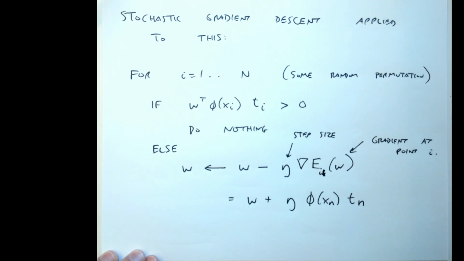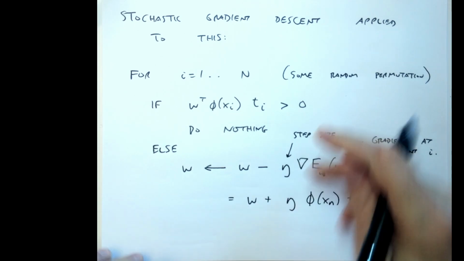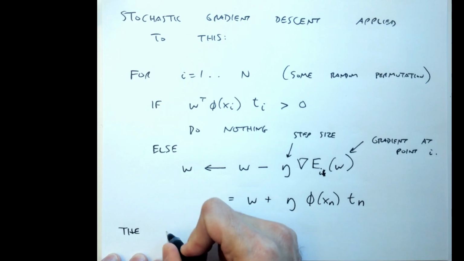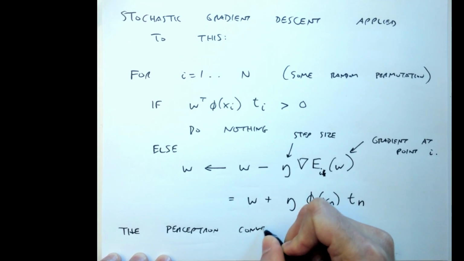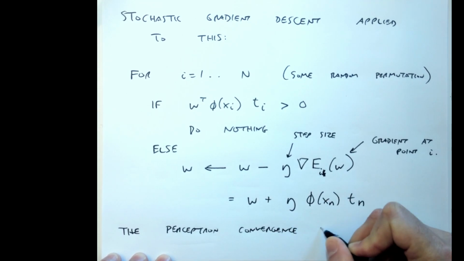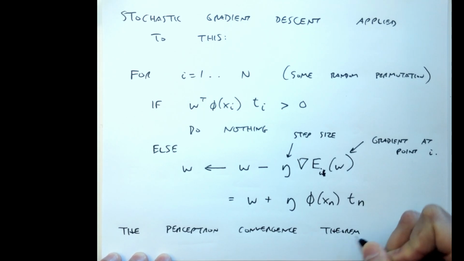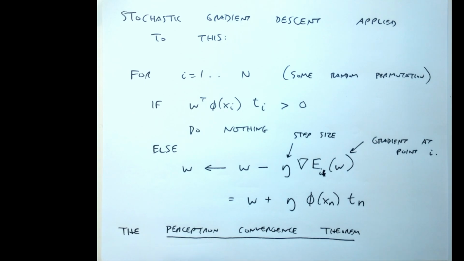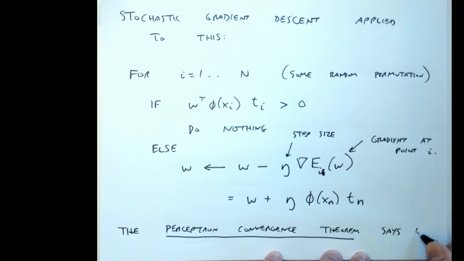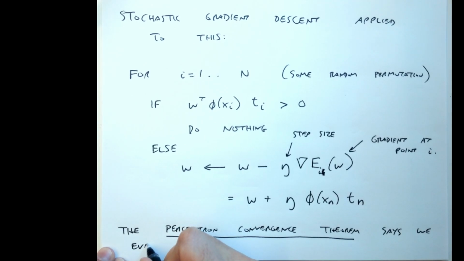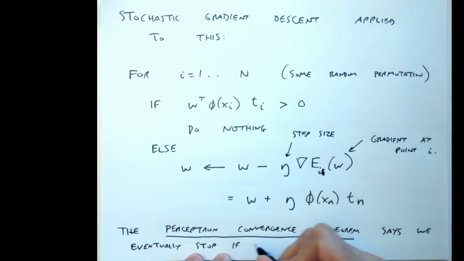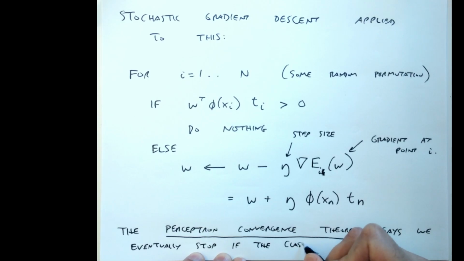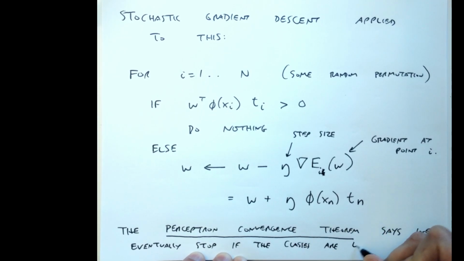So I'm going to say that the perceptron convergence theorem says we eventually stop if the classes are linearly separable.